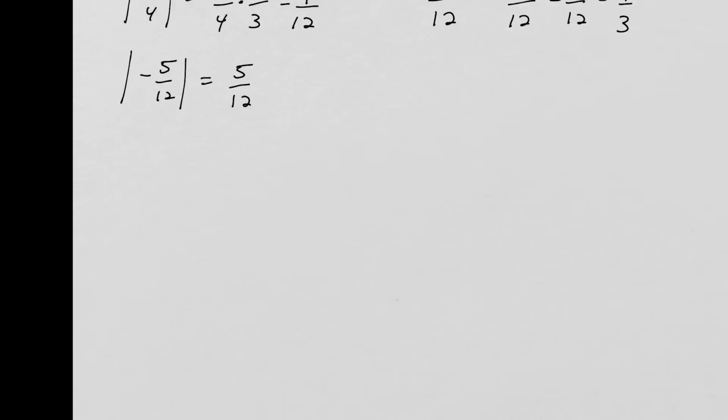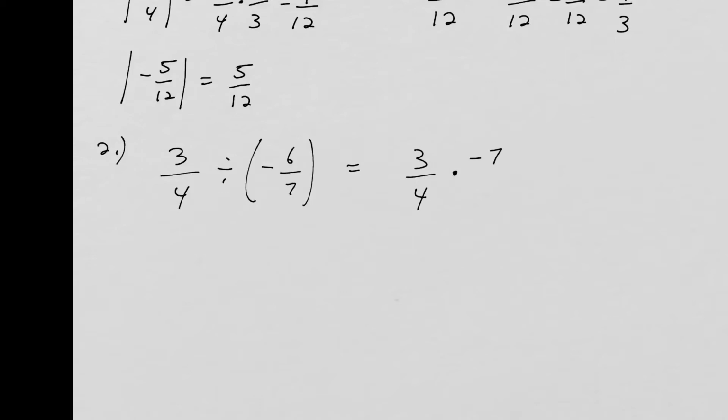Okay, number 2 was dividing fractions. So remember, to divide fractions, the first fraction you can keep the same. So just rewrite it, 3/4. And then instead of division, what we do is turn this into a multiplication. That will work as long as we multiply by the reciprocal of the divisor. So we have to flip the second fraction. So this will become negative 7/6.